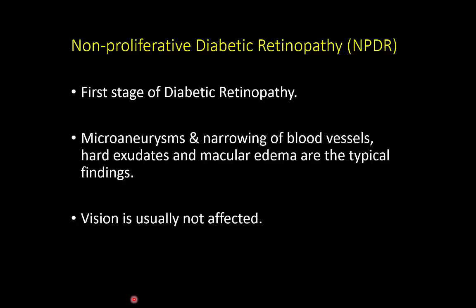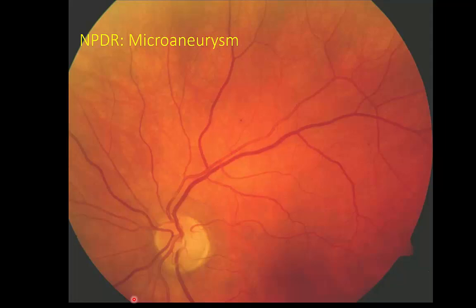Now, we're probably all familiar with the fact that diabetes is a major cause of retinopathy, and there's non-proliferative and proliferative diabetic retinopathy. The non-proliferative is the first stage of diabetic retinopathy. We'll see microaneurysms and narrowing of blood vessels. Hard exudates and macular edema are typical findings, and early in the course, vision is not usually affected. So here's an example of some microaneurysms.